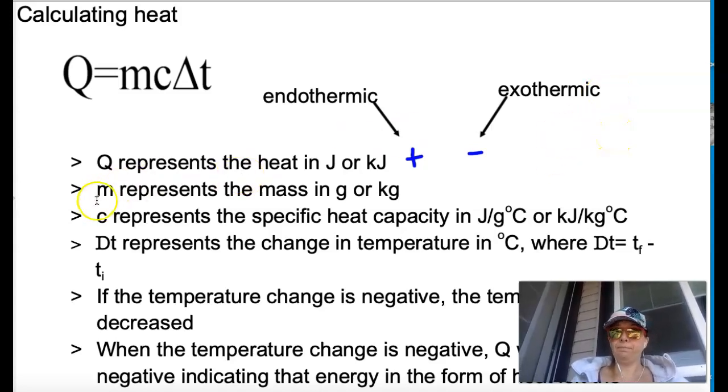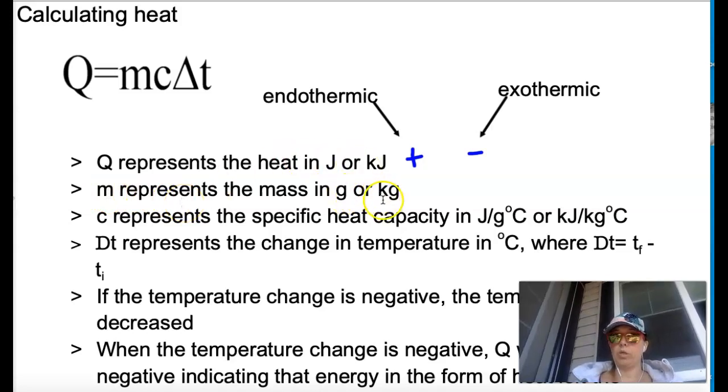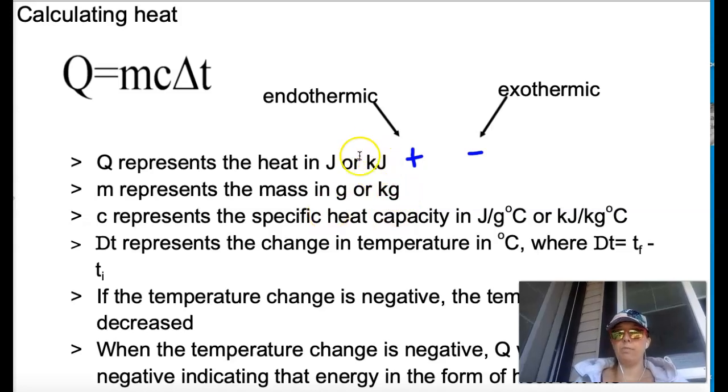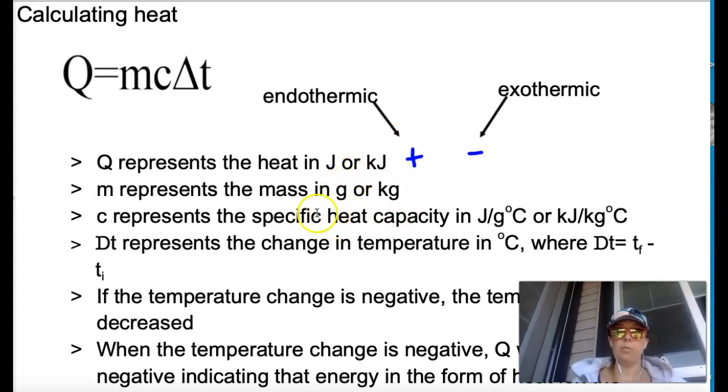So M represents mass. It can either be in grams or in kilograms. Okay, but what you're going to find is unit-wise, they have to be consistent. So if this is a joule, this has to be a gram. If this is a kilojoule, this has to be a kilogram. Okay, I can't mix and match and be like, I'm going to use a kilojoule and a gram. It doesn't work that way.